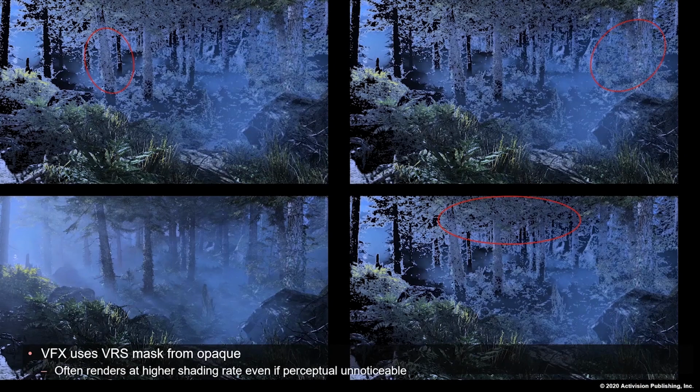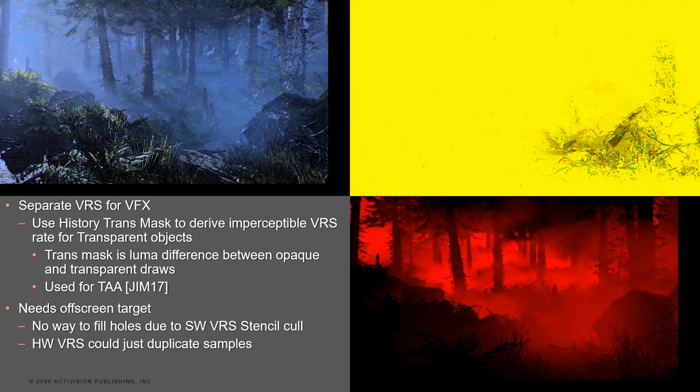But because there's not much of a difference between the image after rendering opaque and after rendering transparency draws, we know that the VFX are going to be reusing the opaque mask, and opaque rendering shows a lot of high frequency details. So what happens is that VFX using the VRS mask often render at a very high shading rate, even if they're perceptually unnoticeable, like right here or there, eventually in this part of the forest. So basically, we're looking at high frequency rendering in opaque draws that forced the VFX to also render at high shading rates. So what could we do with that?